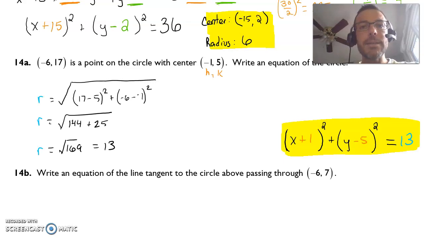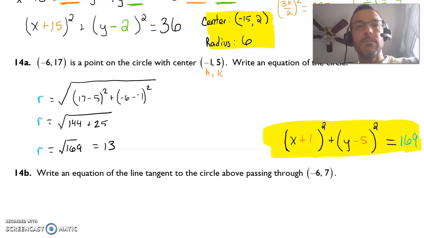So 14a is about recognizing that you're given the center. You can get your coordinates for your center in here, and then you need to use the distance formula to find your radius. And I actually marked that wrong, but it's fixed now through the magic of making videos. You have to square your radius, don't forget that. Okay. Part b could be a little trickier. If you haven't tried it, go ahead and try that one.